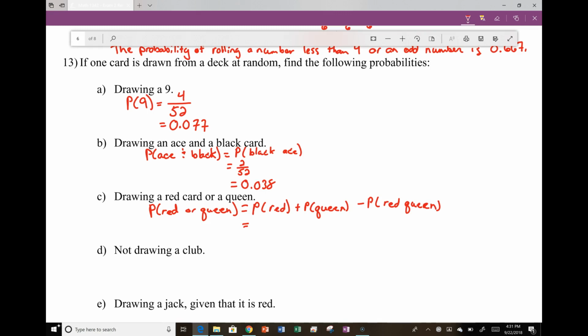So the probability of a red card is 26 out of 52, because there are 26 red cards. The probability of being a queen is 4 out of 52, and the probability of a red queen is 2 out of 52. So we add this up and divide by 52, and we get that the probability of drawing a red or a queen is 0.538 when rounded properly.